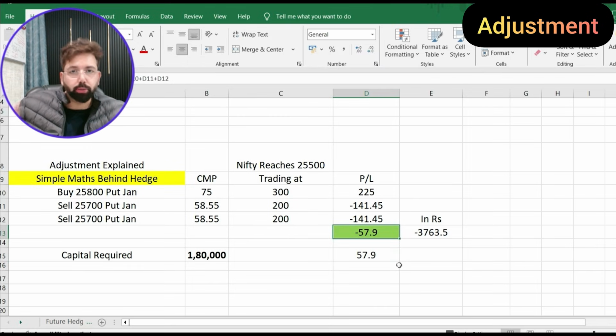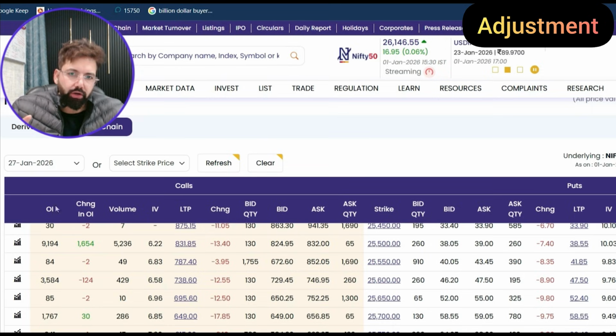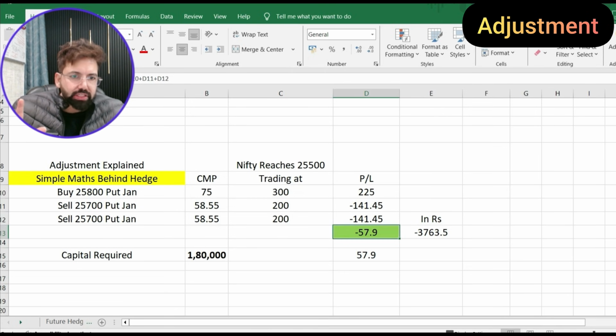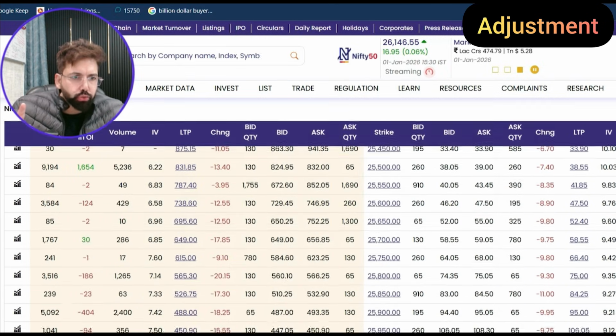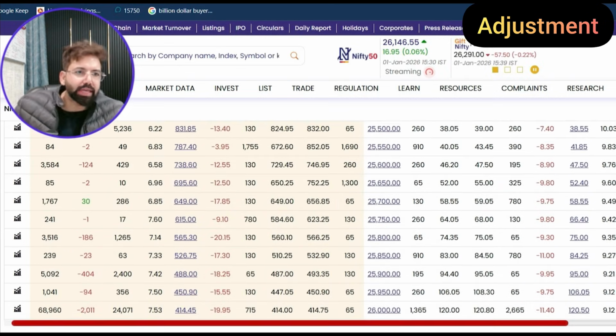Let me load an option chain and show you something really interesting. So here we are on an option chain, right? This is 27 Jan. How many points do we have to collect? We have to collect roughly 57.9 points. Let me show you first of all, if we sell a 57 point put, where exactly it is.